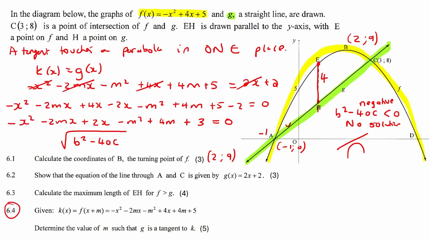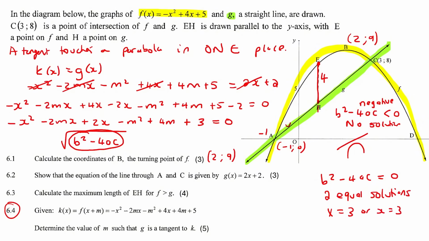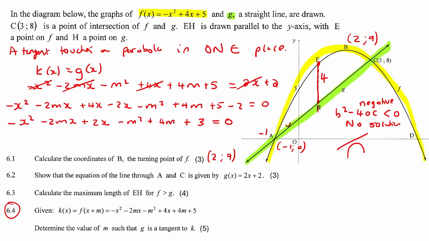The other scenario is we've learned that if this bad boy over here is equal to 0, then we end up getting 2 equal solutions, and that is exactly what we want. That is like having x equals 3 or x equals 3. I know it looks like we have 2 answers, but they are exactly the same, so we call that one solution, and that makes it a tangent, which is what they want. So all we're going to do now is realize that we want this thing to be equal to 0 because that means only one solution. So b squared minus 4ac must be equal to 0.